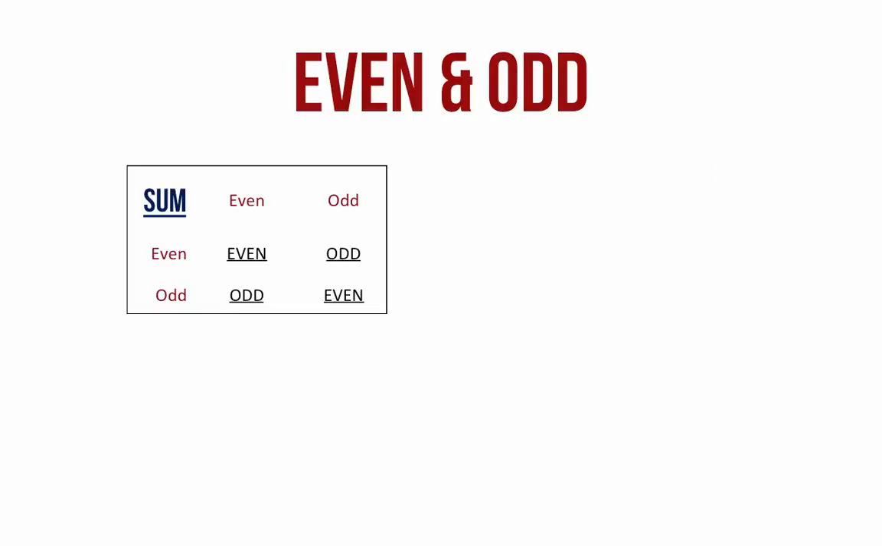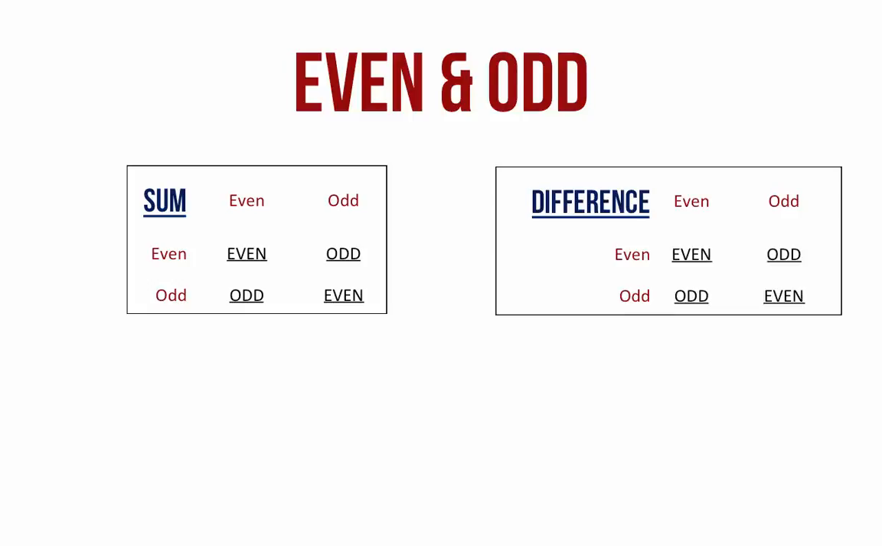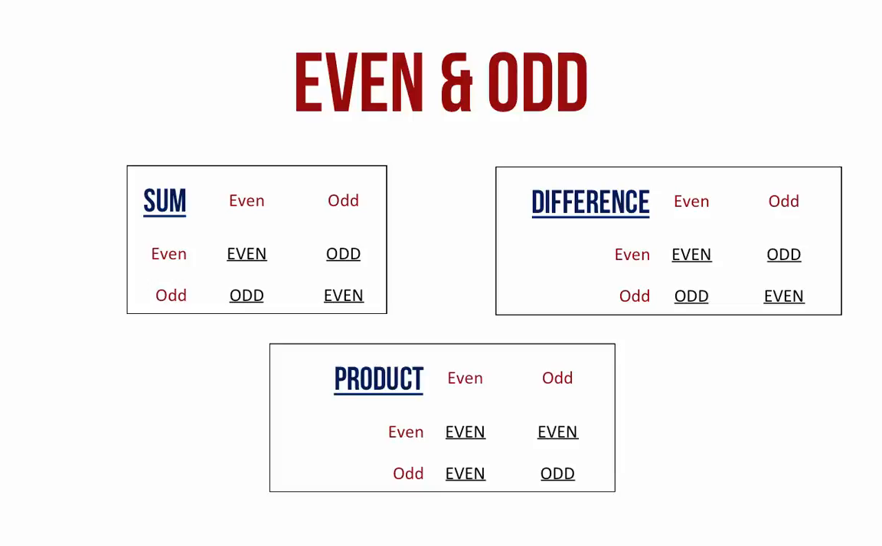Remember, the sum of two odd or two even numbers is always even. The sum of one odd and one even number is always odd. The difference between two even or two odd numbers is always even. The difference between one even and one odd number is always odd. The product of two even numbers is always even. The product of one even number and one odd number is always even. The product of two odd numbers is always odd.